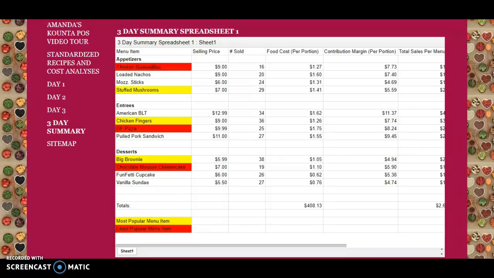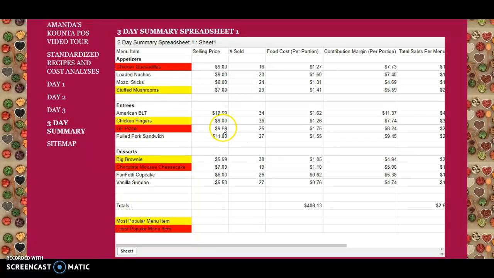So for appetizers, I'm going to go through the most and least popular menu items. Appetizers, the chicken quesadillas was the least popular menu item, and the most popular menu item was stuffed mushrooms. For the entrees, the most popular menu item was the chicken fingers, the least popular was the gluten-free pizza. For desserts, the most popular menu item was the baked brownie, and the least was the chocolate mousse cheesecake.